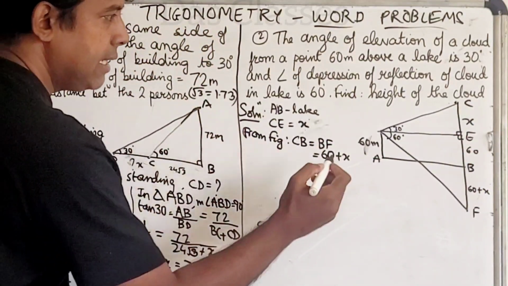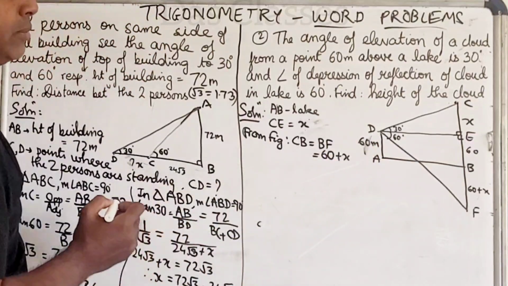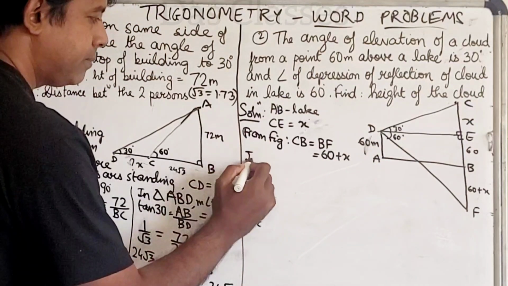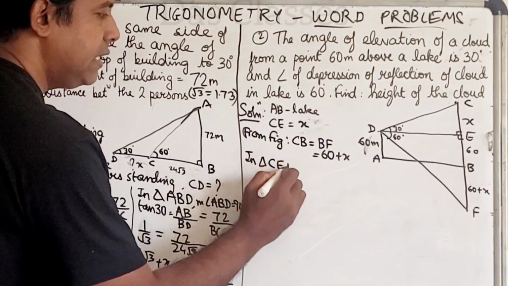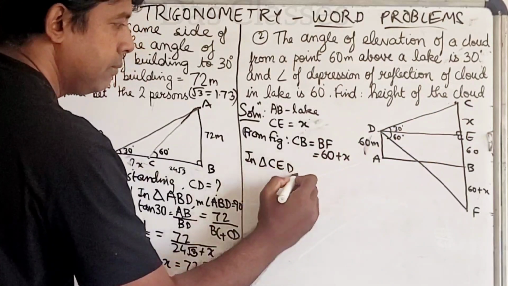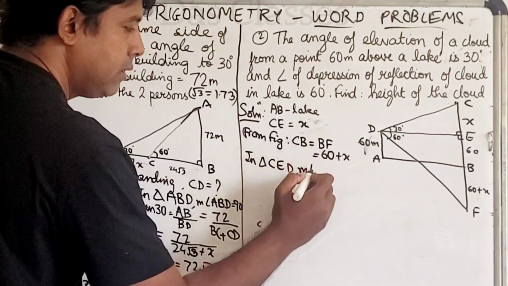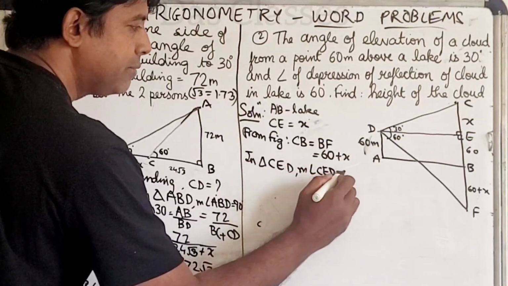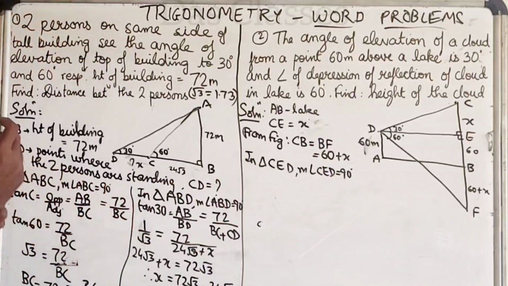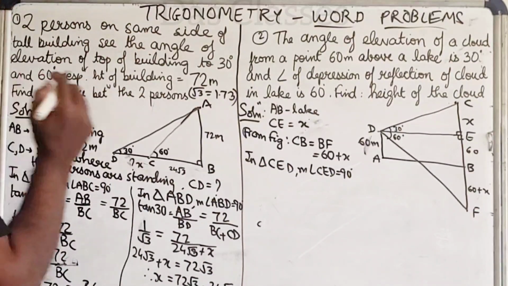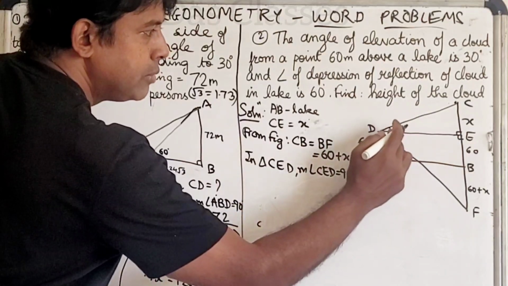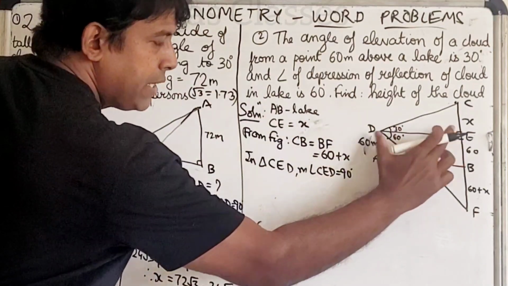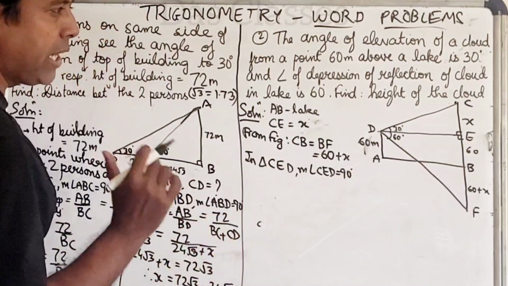Now in the triangle, let's give this point a name, say D. So in triangle CED, measure angle CED is 90 degrees. Now as you can see from the figure, this DE part is common in both of them. So let's try to use it.